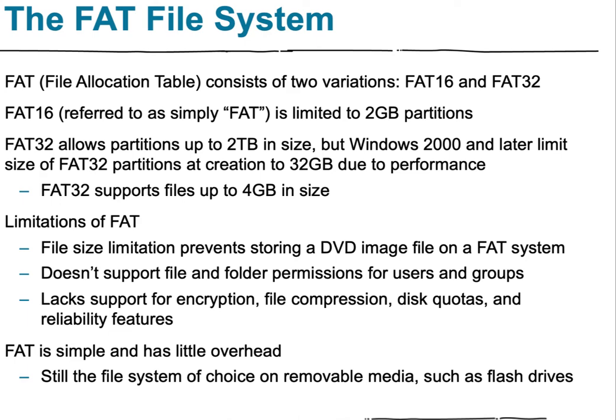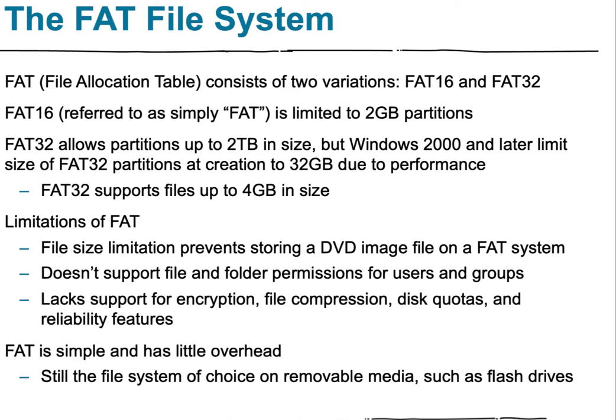FAT32 allows partitions up to 2 terabytes. However, in Windows 2000 and later, Microsoft limits them to 32 gigabytes because the file system became noticeably slower and inefficient with larger partition sizes. This 32 gigabyte limitation applies only to creating partitions. Windows can read FAT32 partitions of any size.